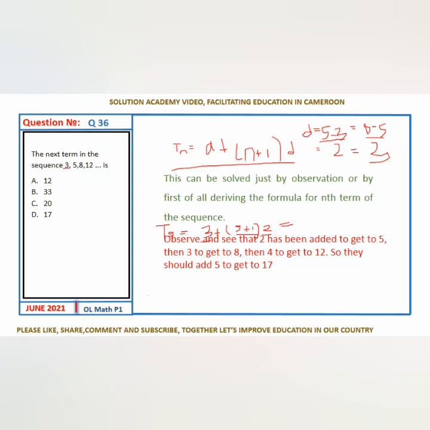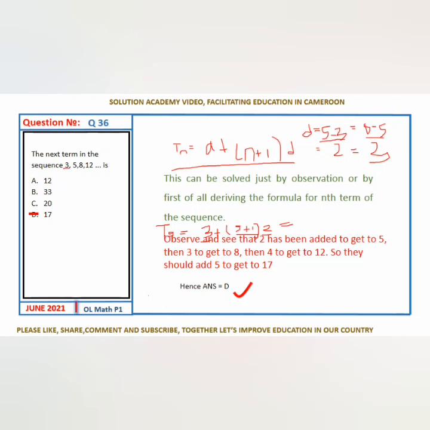We should add 5. So from 3 to 5 we are adding 2, 5 to 8 we add 3, 8 to 12 we add 4. So automatically from 12 to the next number, which we don't know, we should be adding 5. So we just add 5 to 12, and that's going to give us the next term. Are we okay? So if we do that properly, we're going to have 17. Hence, our answer is D.